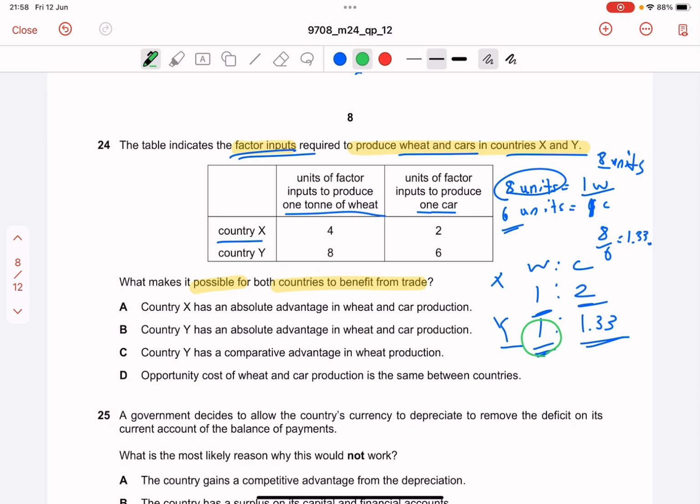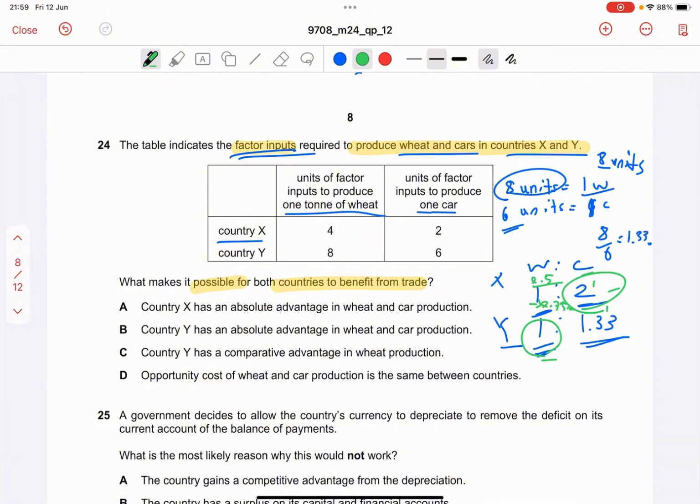However, on the flip side, X has a comparative advantage in producing cars, because if you want to find the opportunity cost of cars, just bring this value and divide it to the other side. So to produce 1 car in country X, you would have to give up 0.5 units of wheat. In country Y, to produce 1 car, you would have to give up 1 divided by 1.33, which is 0.75 something, which is greater than 0.5. So country X has a lower opportunity cost in producing cars than country Y. Therefore, country X has a comparative advantage in producing cars.